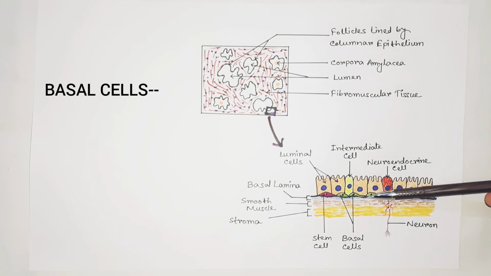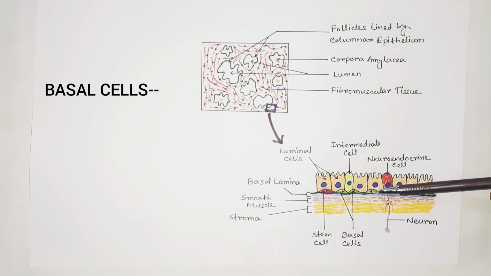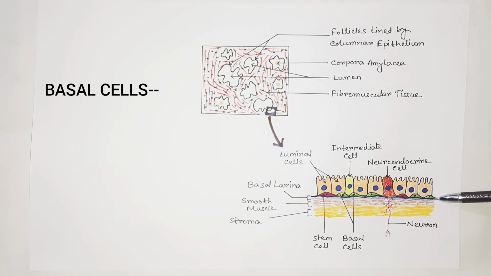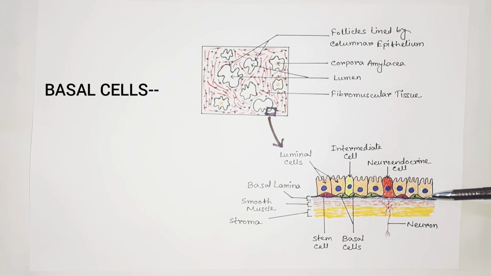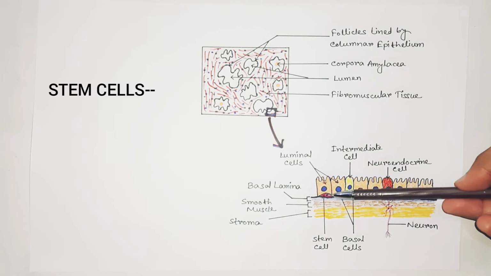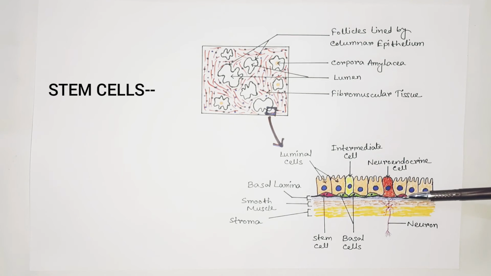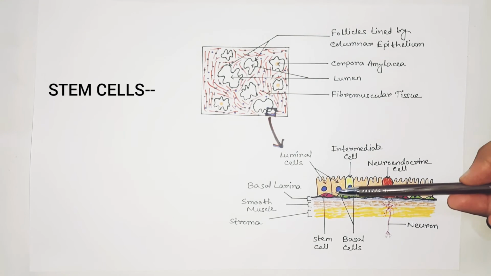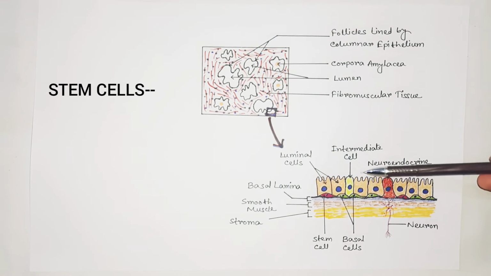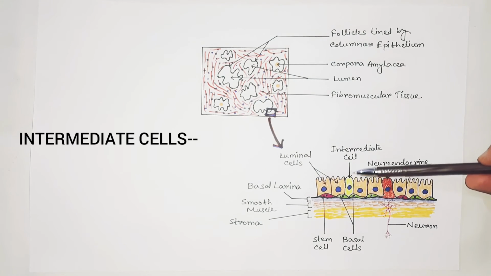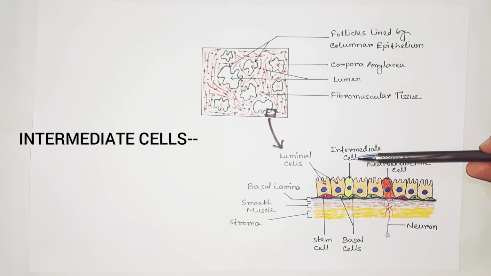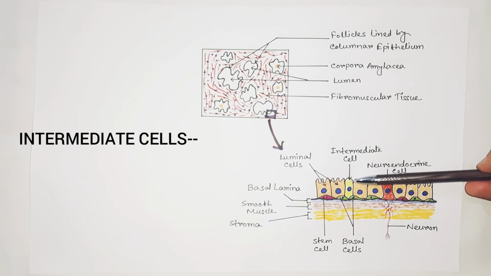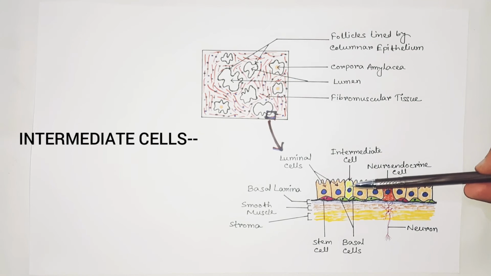These are basal cells. They are present between the luminal cells and basement membrane. They are polygonal in shape and have large irregular septate nuclei. These are stem cells. They are responsible for the development of epithelial cells in the prostate. This is intermediate cell. They are proliferating cells. They express markers present in both the basal and secretory cells.